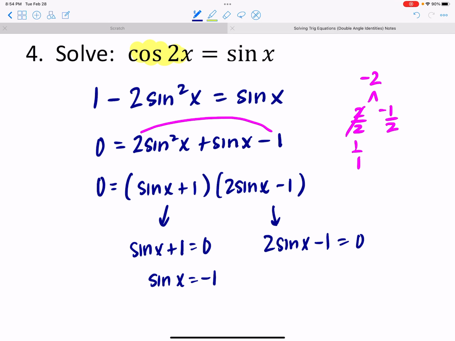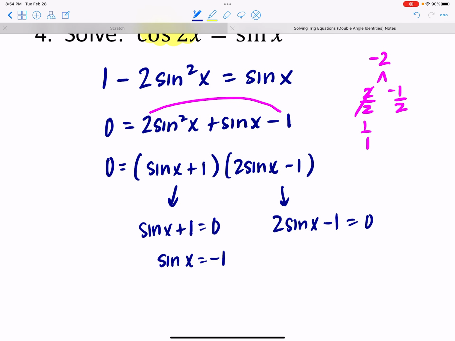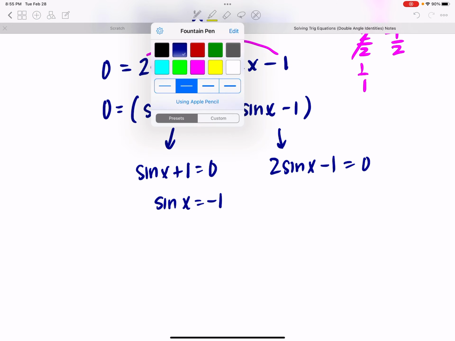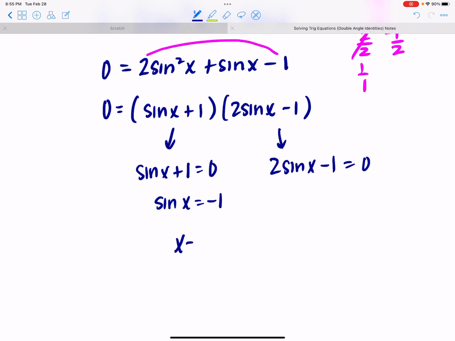And this just says solve, so we're going to be looking for all solutions in radians. So where is our sine equal to a negative 1? Only happens here at 3 pi over 2. And as many times as I want to loop around and get there, I'm going to get that same solution. So from this factor, we're going to say 3 pi over 2 plus 2 pi n times. That's going to be part of our solution set.